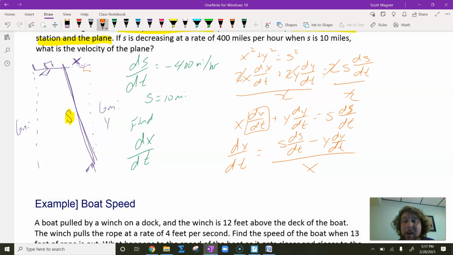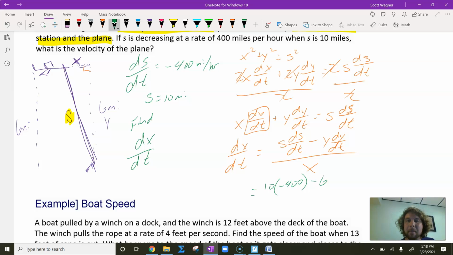So from here, substitute in what you have. Substitute in what you can to try to solve for dx dt. The specific s value is 10, so I can substitute a 10. ds dt, the derivative of the distance that the plane is from the tower with respect to time, is negative 400. And I would go with miles per hour. I'm just going to hold off on units for now. Minus y. Well, the y is that fixed altitude, which is 6 miles, and then the dy dt.